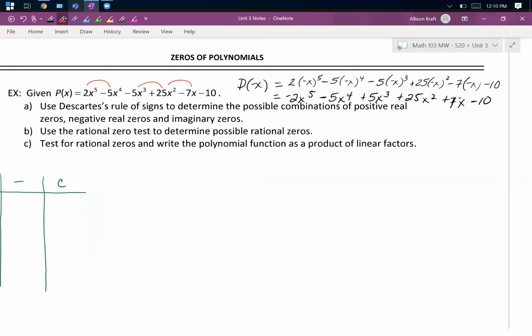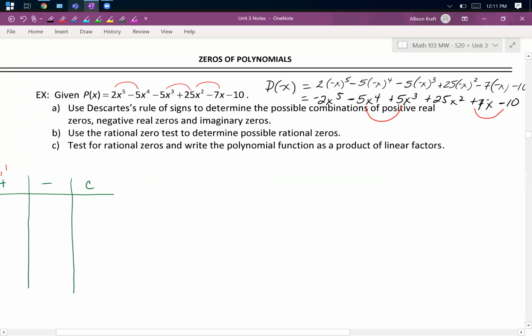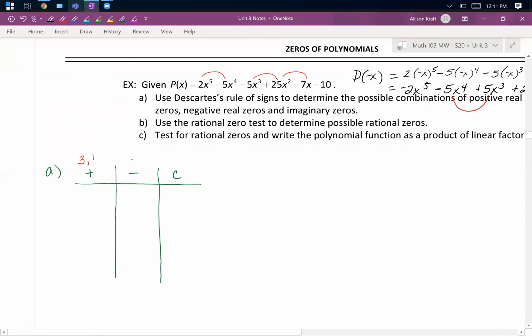My mistake. All right, so now we want to count again how many times we're switching between positive and negative with p of negative x. So there's 1, 2. I guess that's it, just 2. So our first option, our maximum number of negative real zeros would be 2. And then we're going to do the whole subtract 2 thing. So if I subtract 2 from 2, I get 0. As long as you don't get a negative number, it's a viable option.